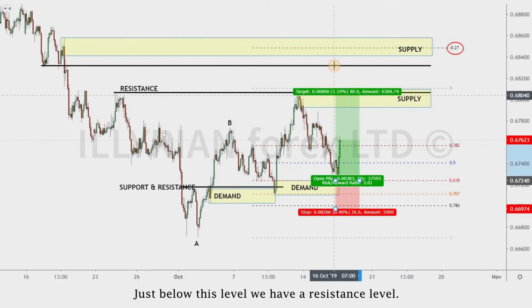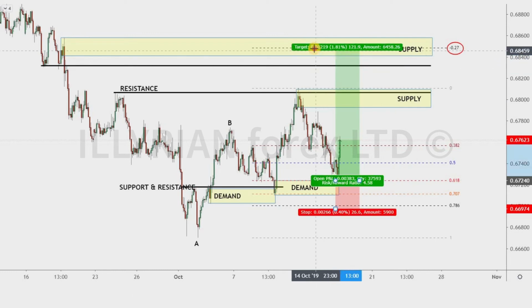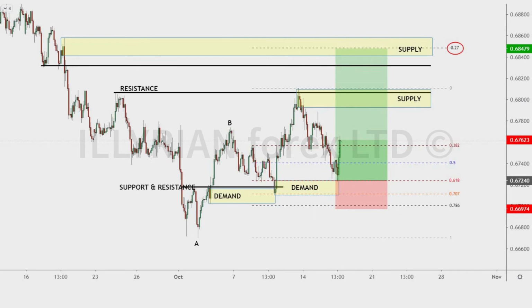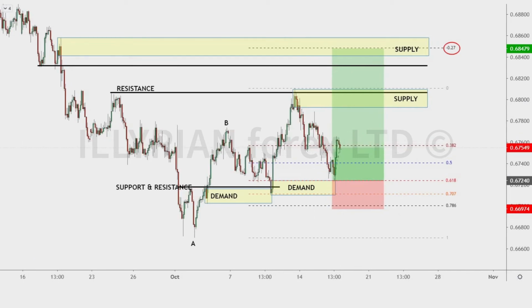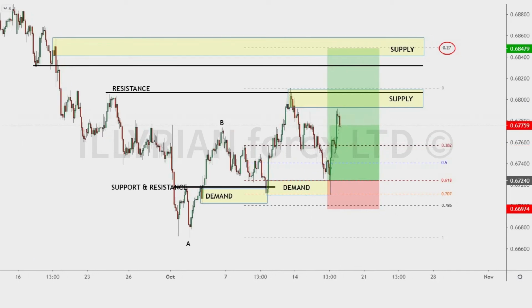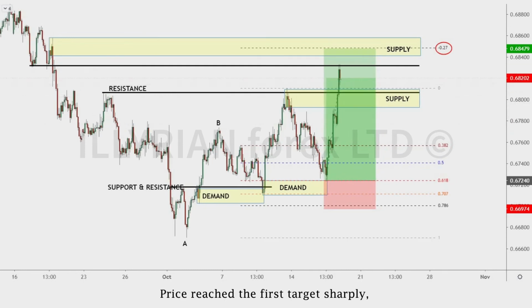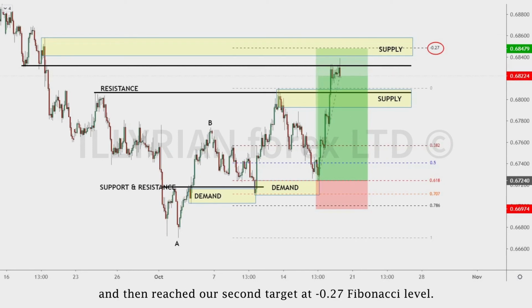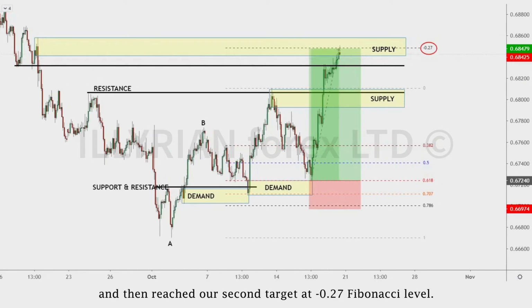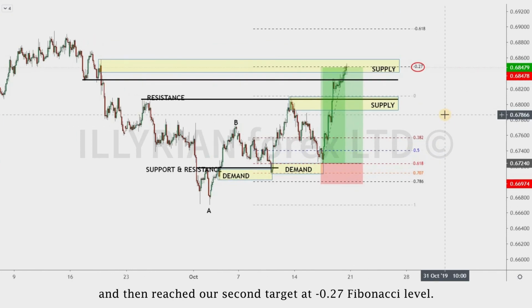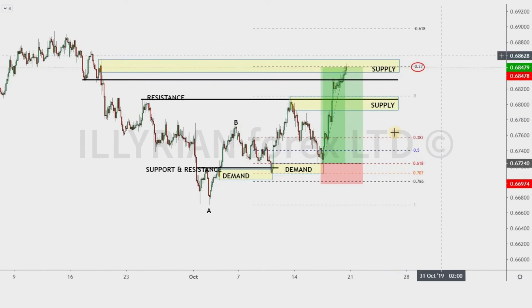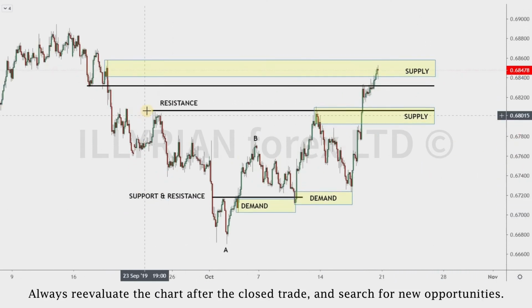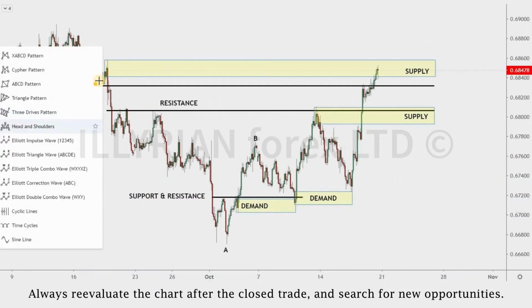Just below this level we have a resistance level. Price reached the first target sharply, consolidated for a while at the resistance level, and then reached our second target at the minus 0.27 Fibonacci level. Always re-evaluate the chart after a closed trade, and search for new opportunities.